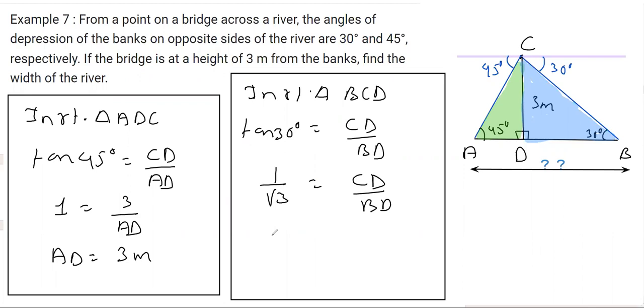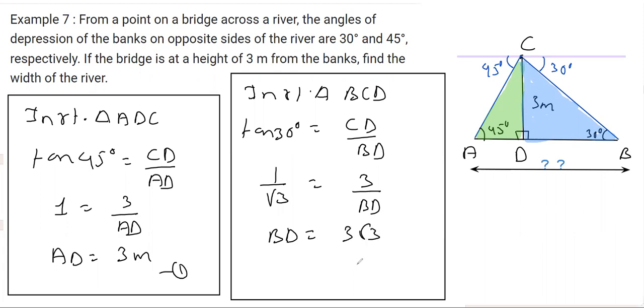By cross multiplication, we can say BD is equal to root 3 CD, and CD, as we know, we can replace. Or we may simply write in the previous step CD as 3 meters over BD. By cross multiplication, BD is equal to 3 root 3.